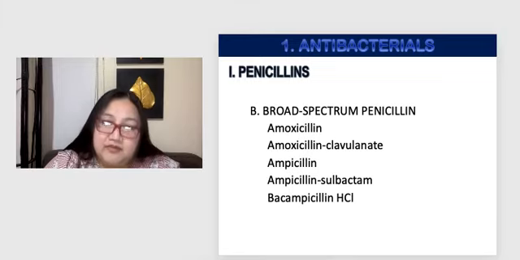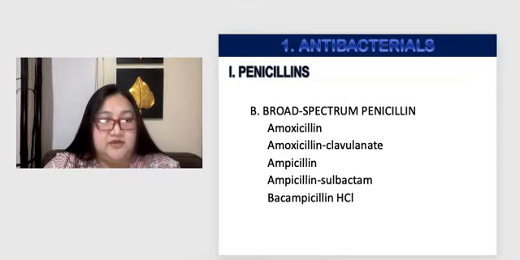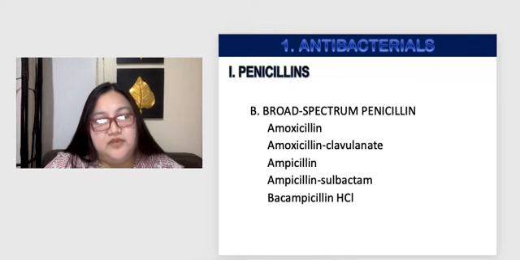Okay? Remember that the beta-lactamase inhibitors are not given alone, but combined with penicillinase-sensitive penicillins, which are written as an example here. All right. I think you're familiar with the antibiotic Augmentin. That's the brand name. No? Augmentin is actually amoxicillin clavulanate.